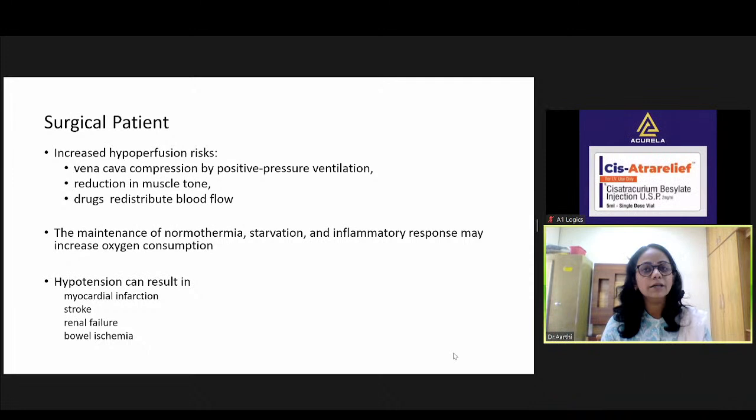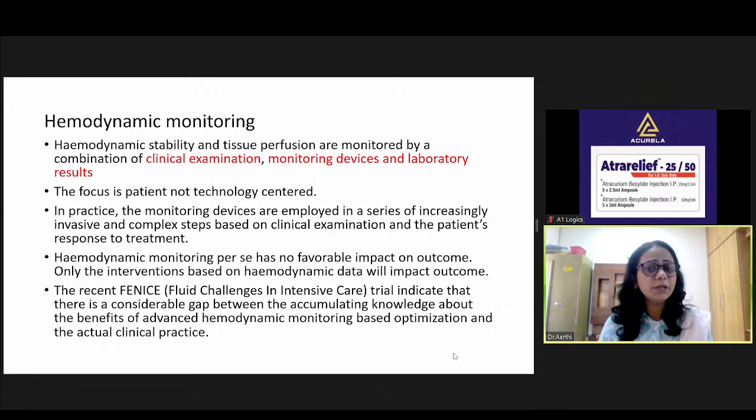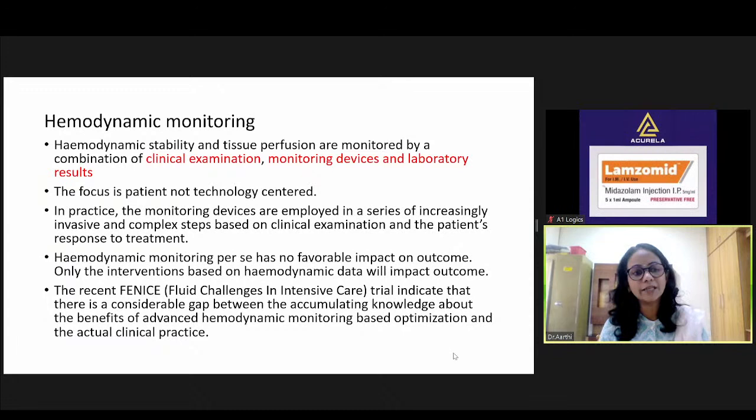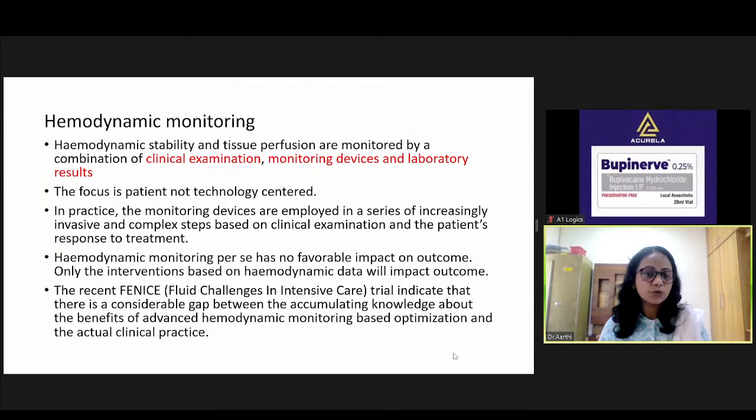Why are we worried about these circulatory disturbances? They cause secondary organ dysfunction like myocardial infarction, stroke, renal failure, and bowel ischemia. Hemodynamic monitoring should include a combination of clinical examination, monitoring devices, and laboratory results. The focus is always about the patient, not the technology. In practice, the monitoring devices are employed in a series of increasingly invasive and complex steps depending upon the clinical examination and patient's response to the treatment. The recent fluid challenge and intensive care trial indicated that there is a considerable gap between knowledge about the benefits of advanced hemodynamic monitoring based on optimization and actual clinical practice.